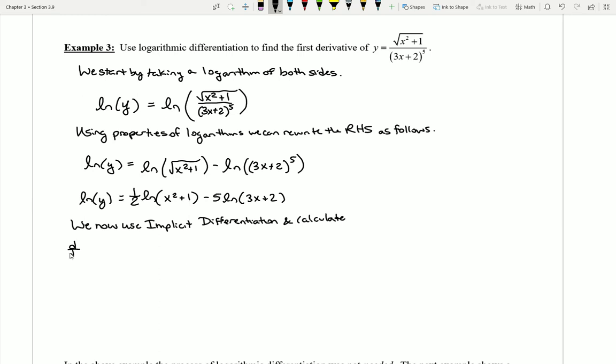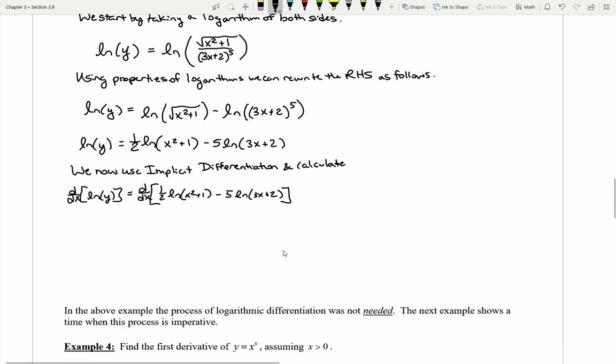I'm going to take the derivative of the left-hand side, and I'm going to take the derivative of the right-hand side, writing out all the detail here. It's 5 natural log 3x plus 2. Okay. So if I take this derivative, notice that on the left side, I'm going to have to make use of the chain rule. Because remember, I'm imagining this right now as the natural log of a bunch of stuff. So I'm going to end up with 1 over y times the derivative of y, which is dy dx.